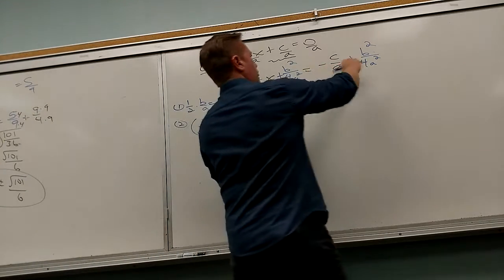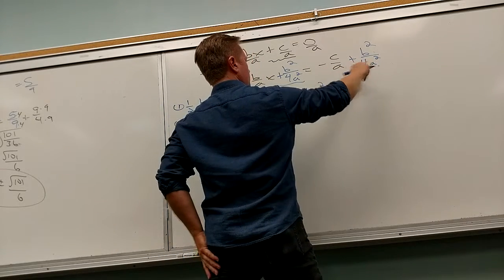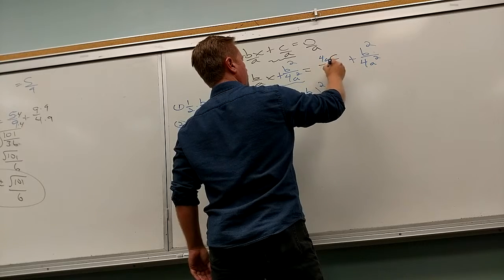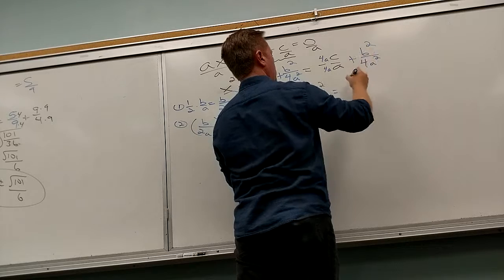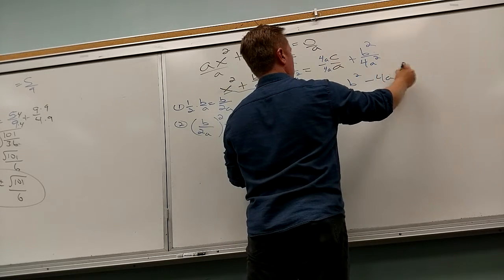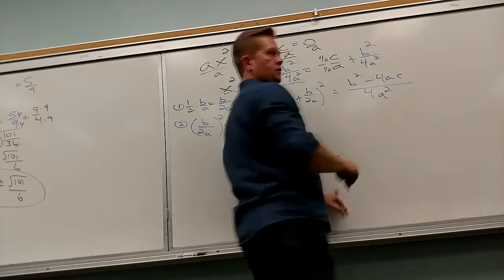And over here, what do I need? Same idea we had over there. What do I need? Good. This guy needs a 4a. That really should hopefully start looking familiar to some of us. So what do I get? I get b squared minus 4ac, all over 4a squared. It's not quite there yet, Jay. We're not quite done.